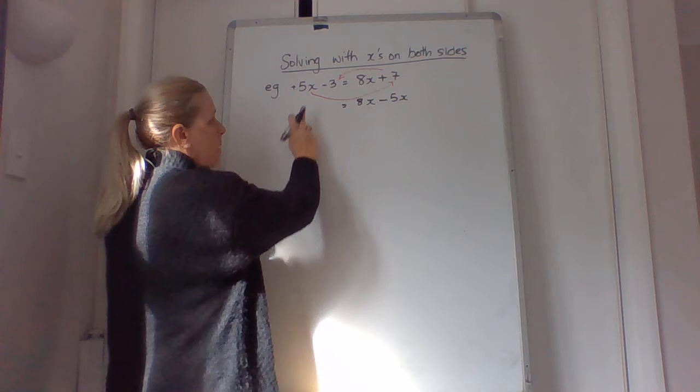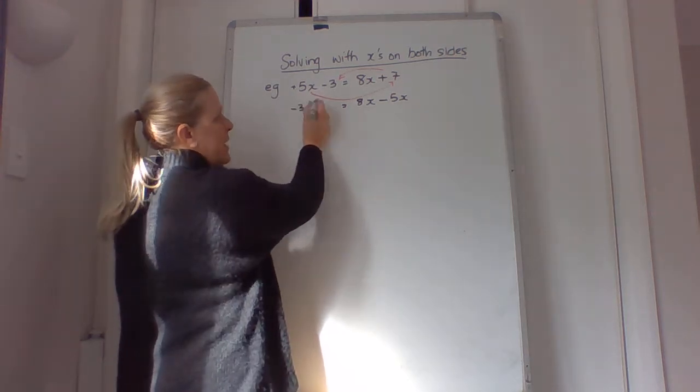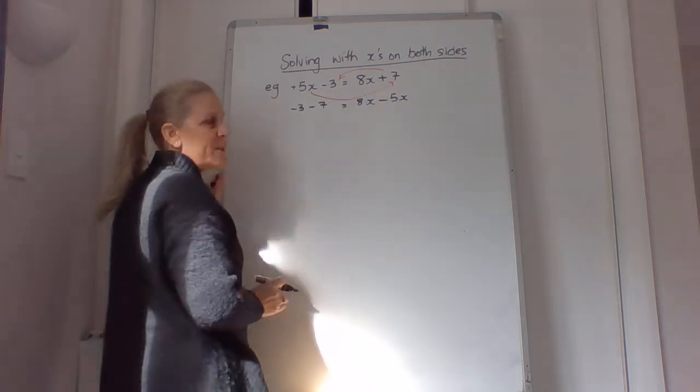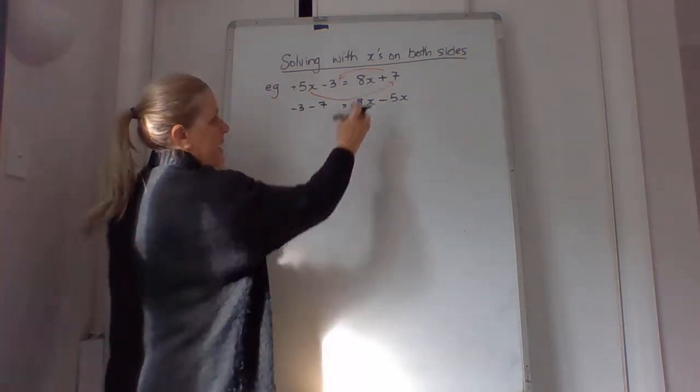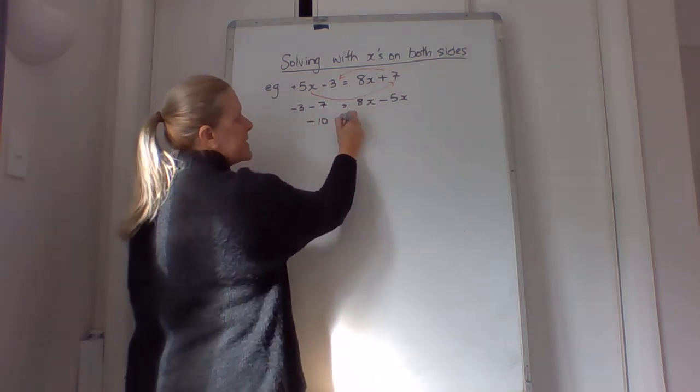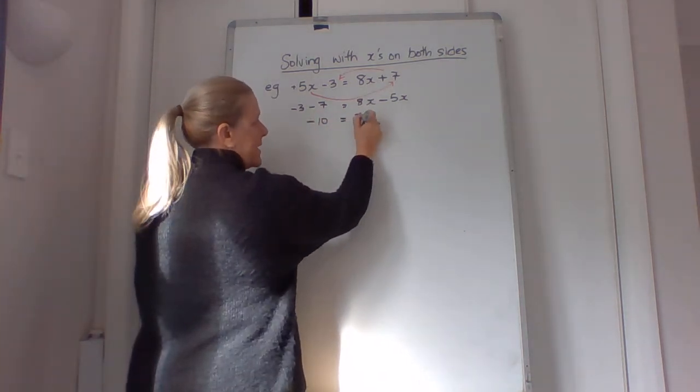All right? On this side, I've got negative 3 still, and 7 needs to go behind it, but it's going to be minus 7 because we're subtracting. Add, subtract. This tidies up to negative 10. This tidies up to 3x.